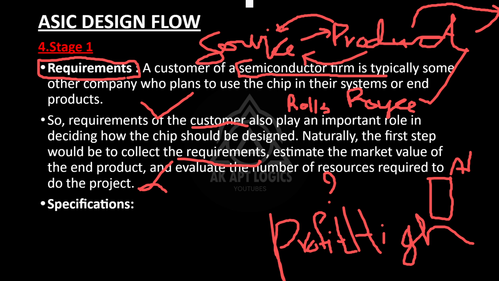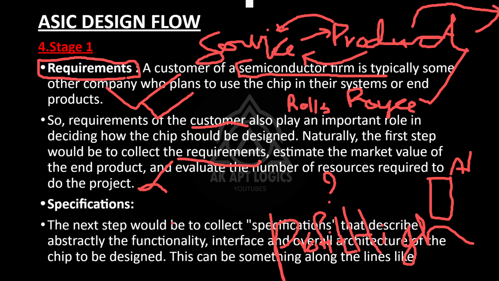Next, another thing is specification. Now the requirements have been done, right? They take the requirements from the company's senior technicians and the customers, and look again at what the requirements are. Now the next step would be specifications, which describe abstractly the functionality. After collecting all those requirements, specification in the sense that the functionalities, interface and overall architecture are to be designed.